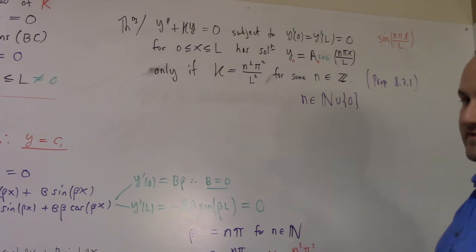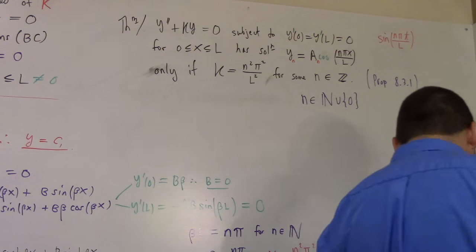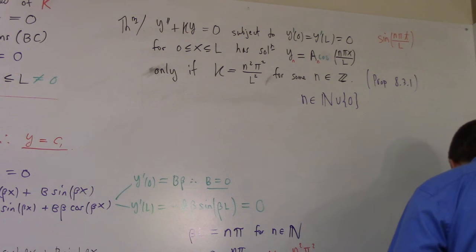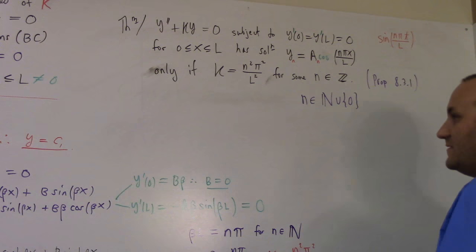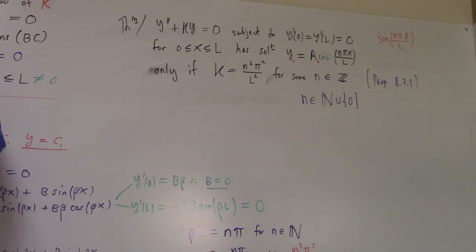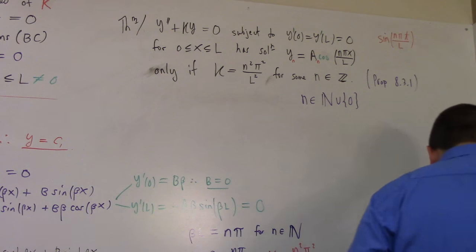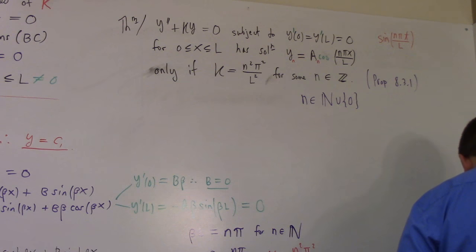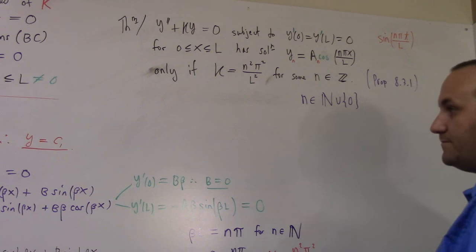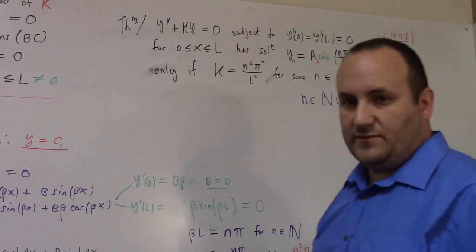Mixed endpoints. So what if you have y of 0 is 0 and y prime of L is 0? So like this. What if you have y of 0 is 0 and y prime of L is 0? Is it something interesting at least? It's different than this. Okay, yeah, we'll see. Alright, so let's work it out.